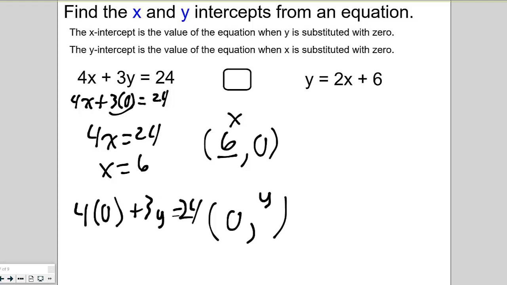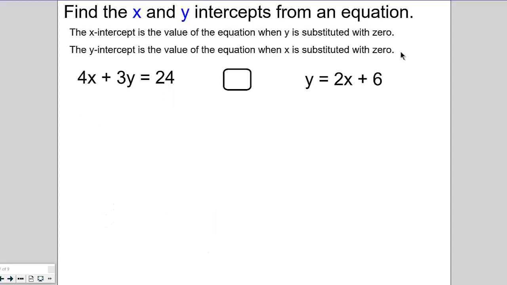This should be 24. So 4 times 0 is 0, which leaves me with 3y equals 24, and then divide by 3 on both sides, and y equals 8. So (0, 8).